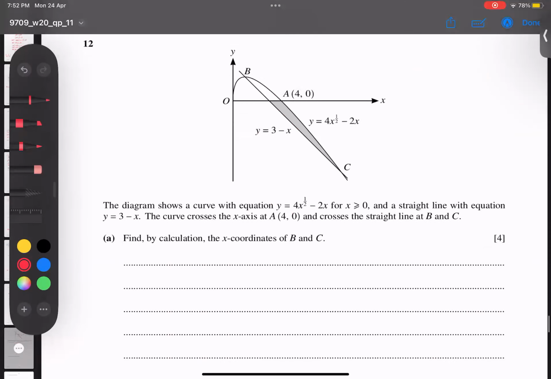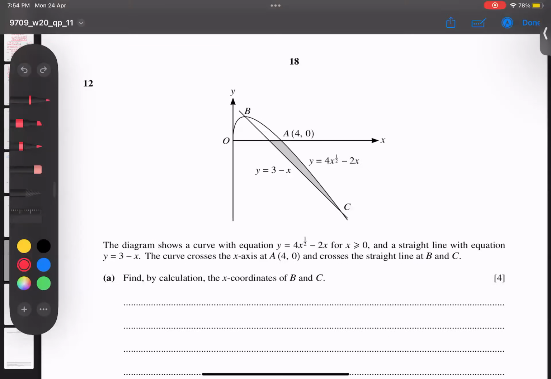And let's go for this question: x coordinates of B and C, where they are intersecting. So this equation and this equation, they are intersecting. And have a look here. What is the method to do this one? First of all, I will put these two equal to each other. This value of y I'm keeping here, and this value of y I'm keeping here. So 4x to power half minus 2x equals 3 minus x. So I put both y values equal to each other.